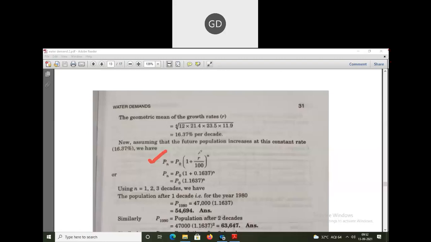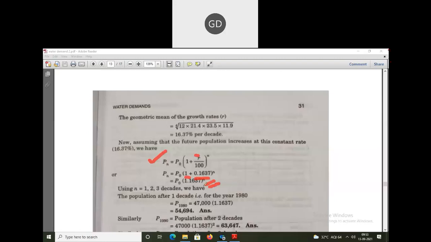So the R value is already 16.37. You put it here: 16.37 divided by 100. In decimal, you get 0.1637. Just solve it: 16.37 divided by 100, then add this one, and you get the formula, something of this kind: Pn is equal to P naught (1.1637) to the power n.